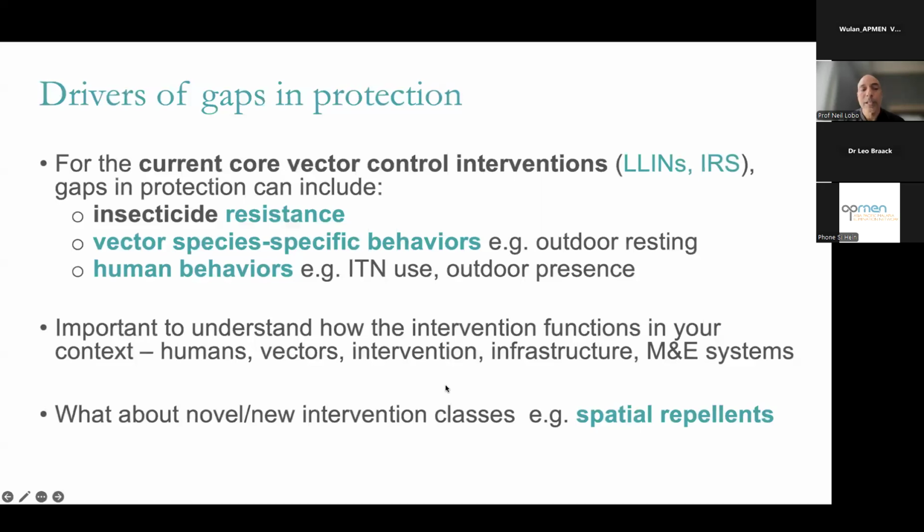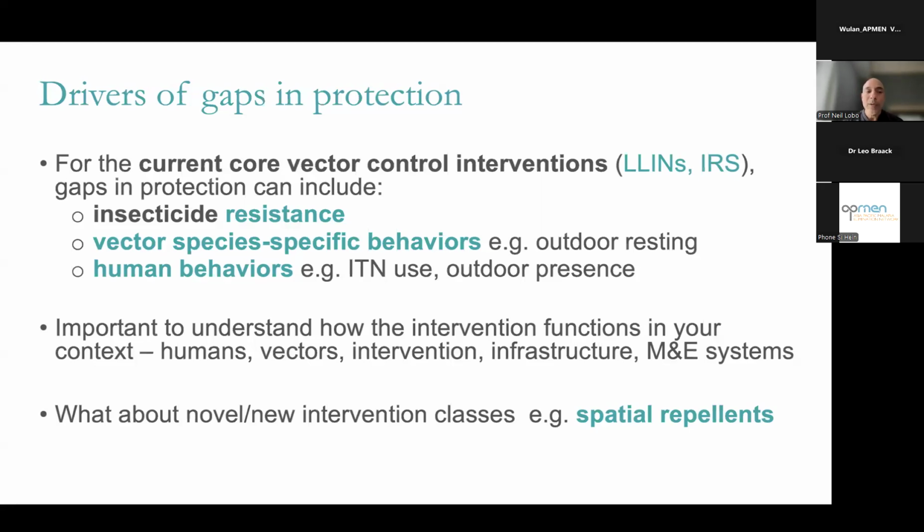So it's important to understand how your intervention functions in your space, in your geography, how your intervention, your humans, and your vectors overlap, because that'll tell you your gap in protection. Now, over that, we want to overlay things like infrastructure and monitoring and evaluation systems. So a gap in protection can also include the fact that you didn't give everyone a bed net, right? Or you couldn't reach some communities. Or your IRS sprayers, your sprayers of insecticide on walls for IRS, they didn't do a good job. That's a gap in protection. If people are refusing to have you spray their houses, that's a gap in protection, right?